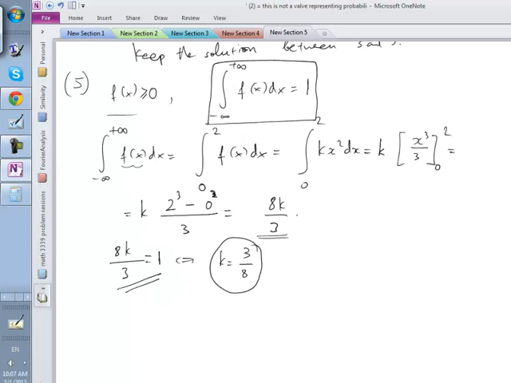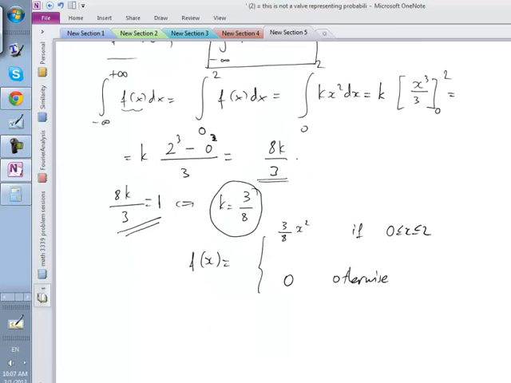So now I have the PDF. So the PDF, f of x, is 3/8 x squared, and 0 otherwise.